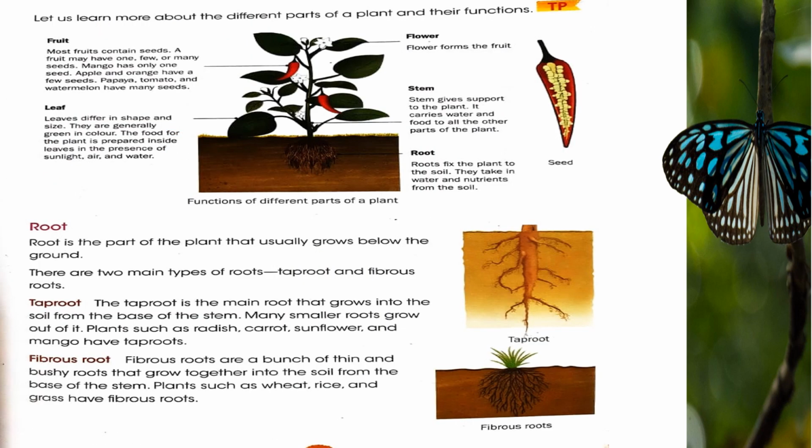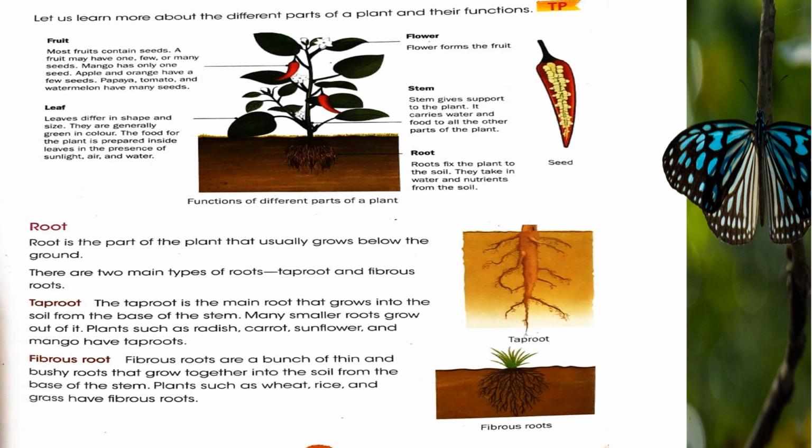Let us learn more about the different parts of a plant and their functions. The image shows the functions of different parts of a plant. So, first is fruit. Most fruits contain seeds. A fruit may have one, few, or many seeds. Mango has only one seed. Apple and orange have a few seeds. Papaya, tomato, and watermelon have many seeds.